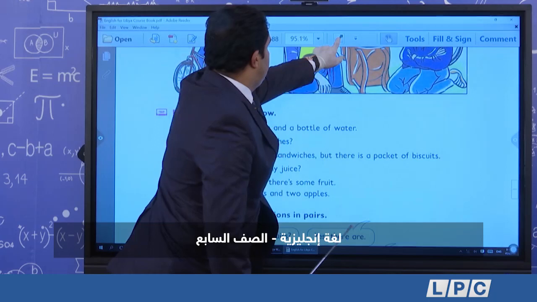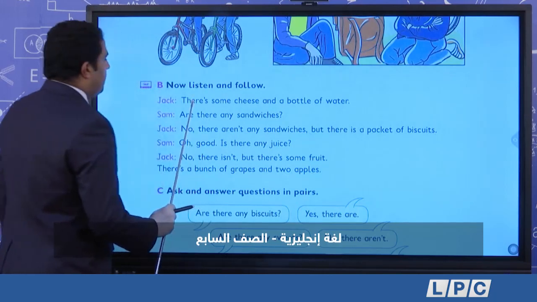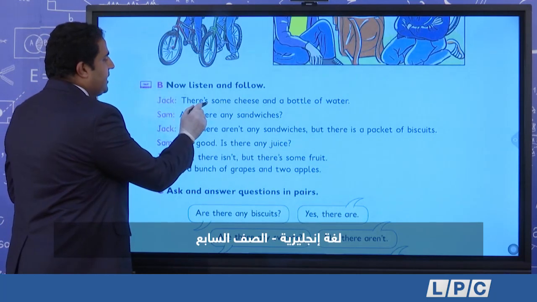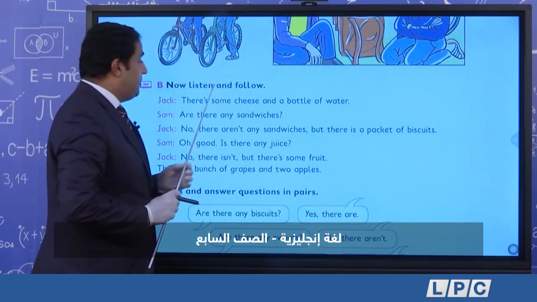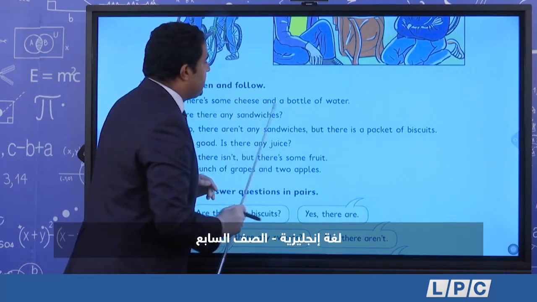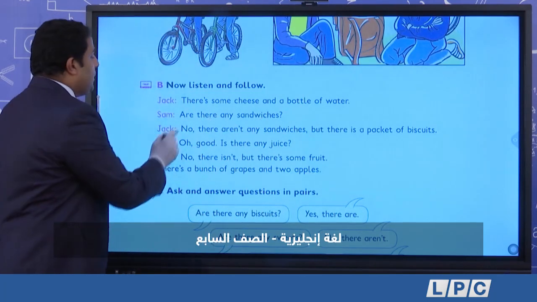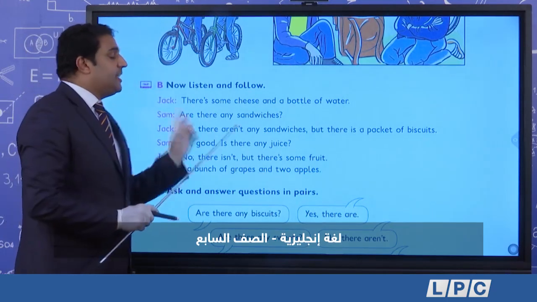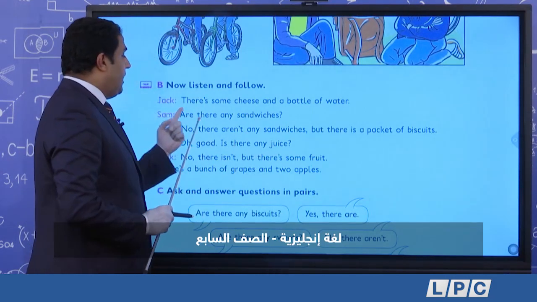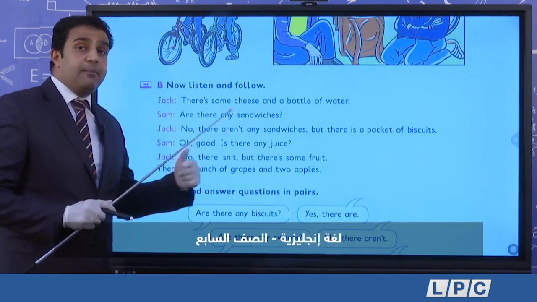Look at this conversation. What's in the bag? There is some cheese and a bottle of water. Focus with me here: there is. Why did we say there is? Because cheese is uncountable, so we use the verb be is. Are there any sandwiches? Why do we use the verb be are here? Because the sandwiches are countable. So we use are there, and in the question we change some to any.